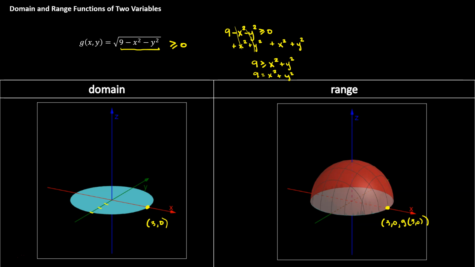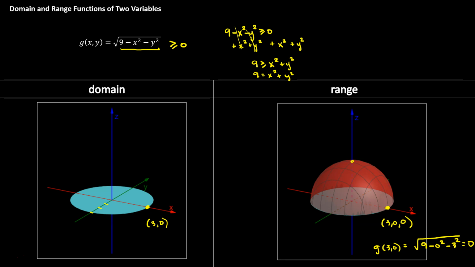Plugging 3, 0 into our function, we would have the square root of 9 minus 0 squared minus 3 squared. 9 minus 3 squared is 0, so this turns out being the square root of 0, or 0. So that point is actually 3, 0, 0. That's the smallest z-value that we can see on this plot.